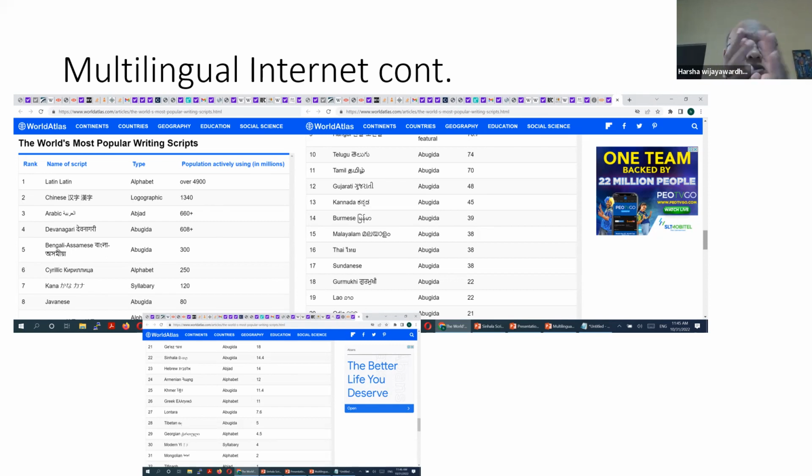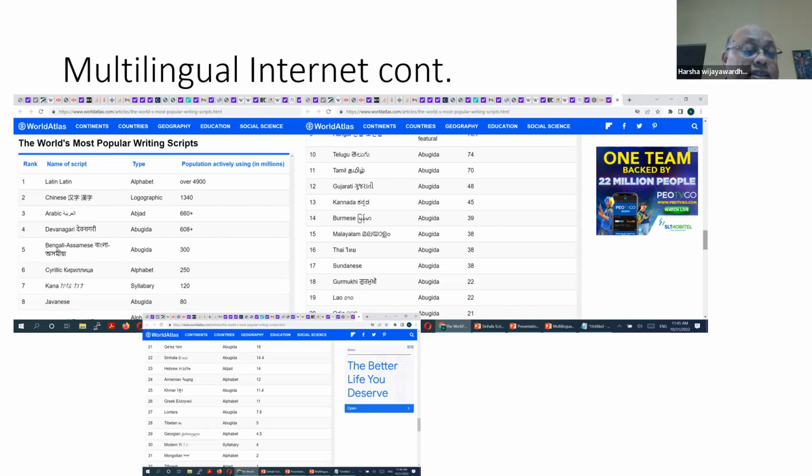Most Indo-European languages use the Latin script. The Indian scripts and the Dravidian ones are all left to right. There are also right-to-left scripts, like Arabic, Hebrew, and several others in the Middle East. The next biggest script is Devanagari, an abugida, a syllabary type with consonant-vowel based characters, at 608 million. Then Bengali-Assamese is about 300 million. Cyrillic, used for Russian, is an alphabet, at 250 million.